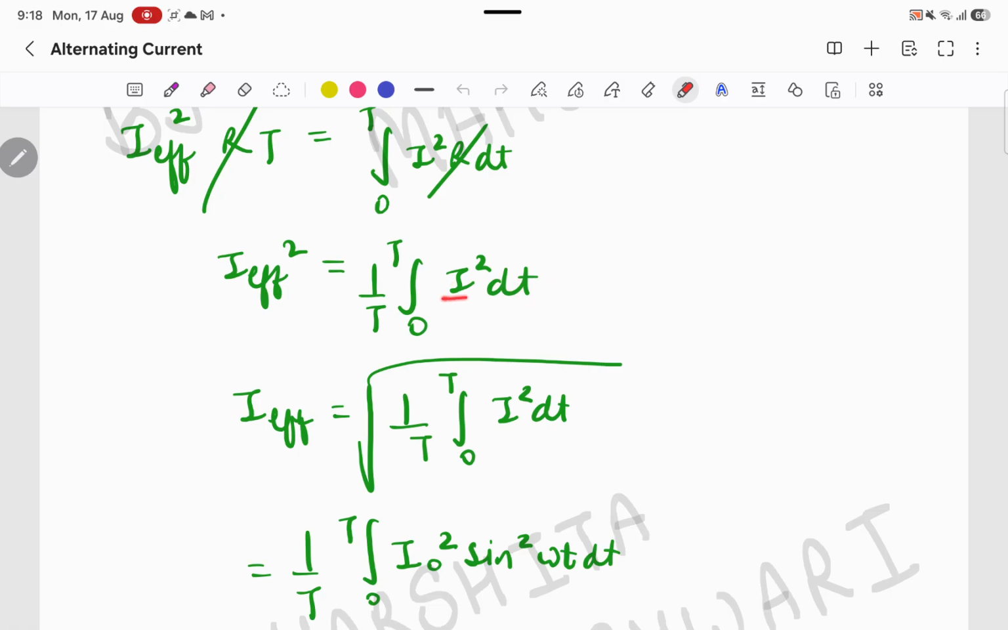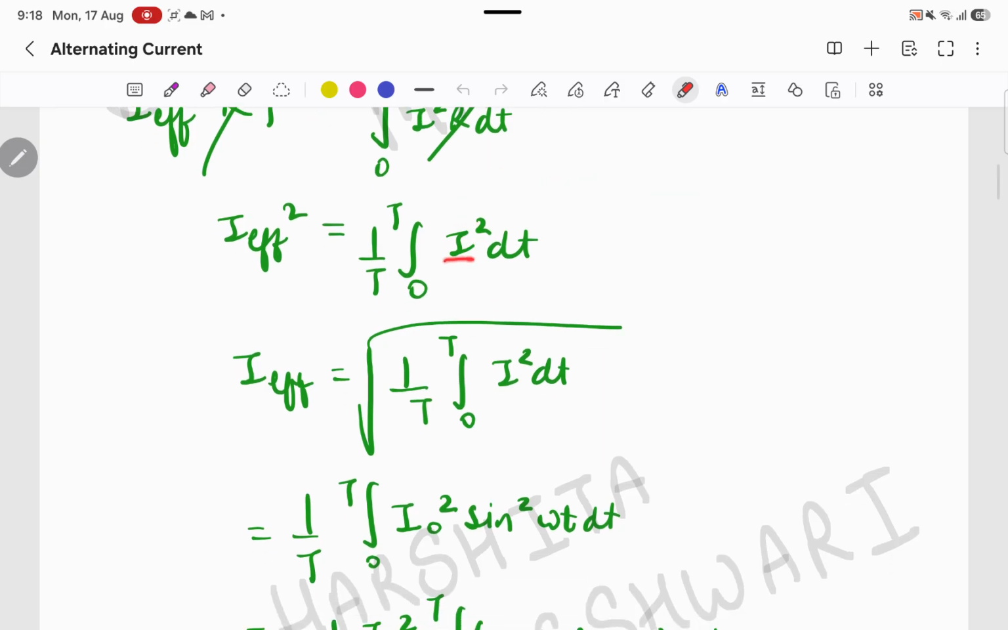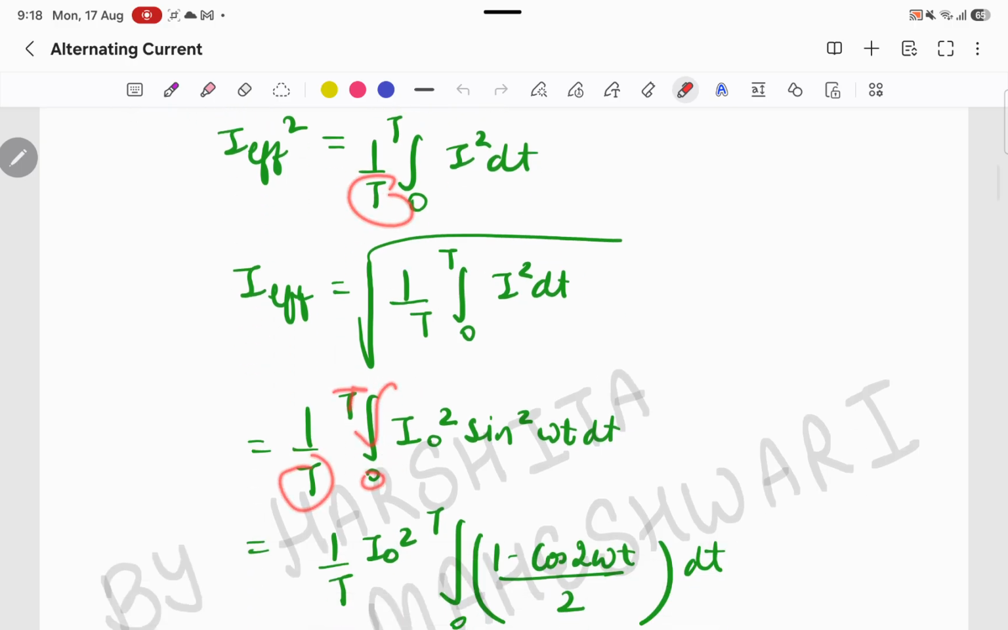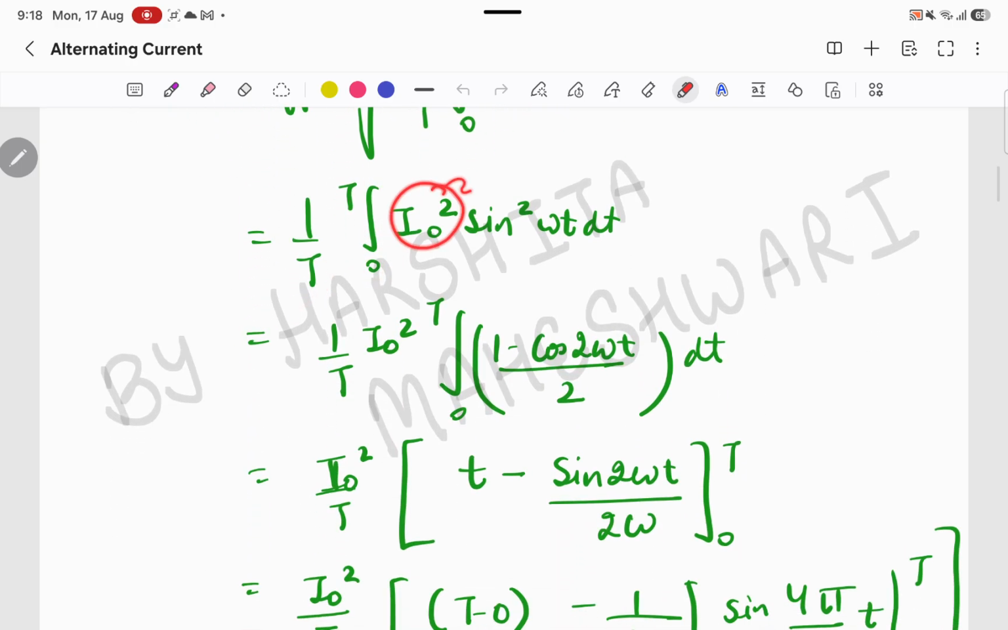But before that, we have to put the value of I in terms of I naught sine omega t. So this I will be I naught sine omega t whole square, so square and square coming here, and this dt will be dt itself. And this 1 by T will remain as it is, integrated from 0 to T. Clear? I naught square is a constant term, so it will be taken outside.